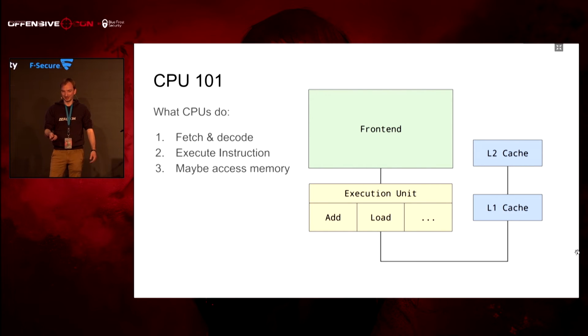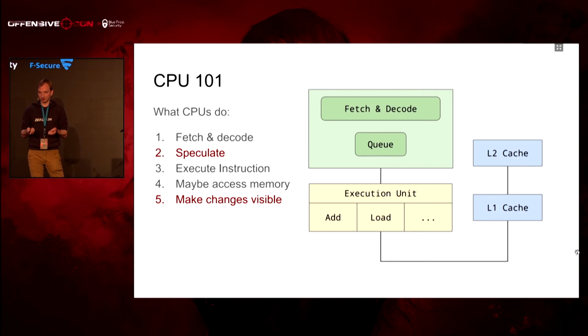So this is how I learned about CPUs in university. There's some front end, then there's some execution unit, and then caches. If you want to execute an instruction, it gets decoded, then it goes to the execution unit. Depending on what instruction it is, it will load memory, go to the cache and read the memory for you. Except with Spectre, everyone learned this is not what CPUs do.